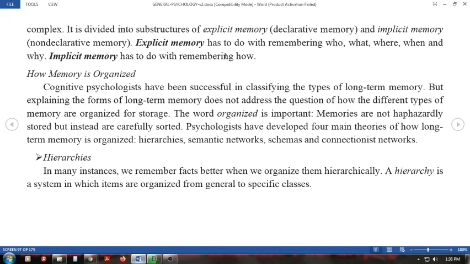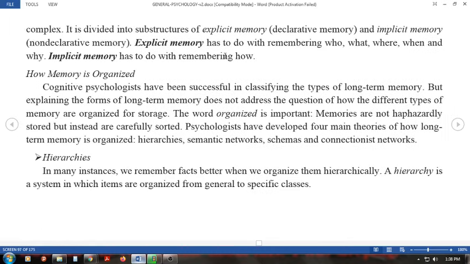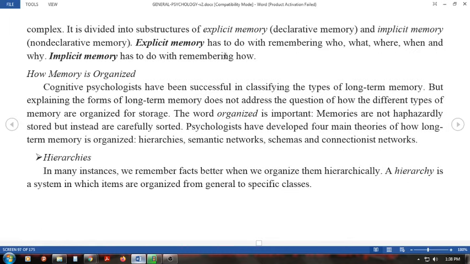So, how is memory organized? First, dira is through hierarchy, no? In many instances, we remember facts better when we organize them into hierarchy. Unsa ning hierarchy? Katong triangle, right? So, if we have the hierarchy, so ang pinaka-complex sa taas, ang pinaka-basic sa ubos. That's why sa atong educational system, ang pinaka-complex would be naa sa college, which is tertiary education. Ang pinaka-basic naa sa primary education sa lower level, which is ang A, B, C, D, alphabet, numbers, shapes, colors.